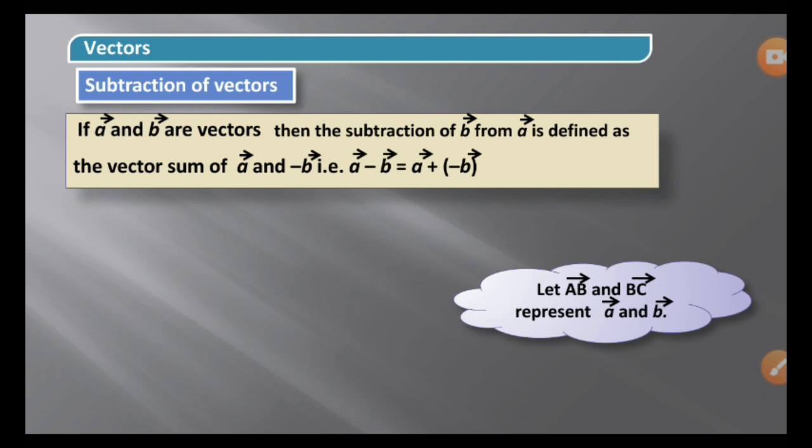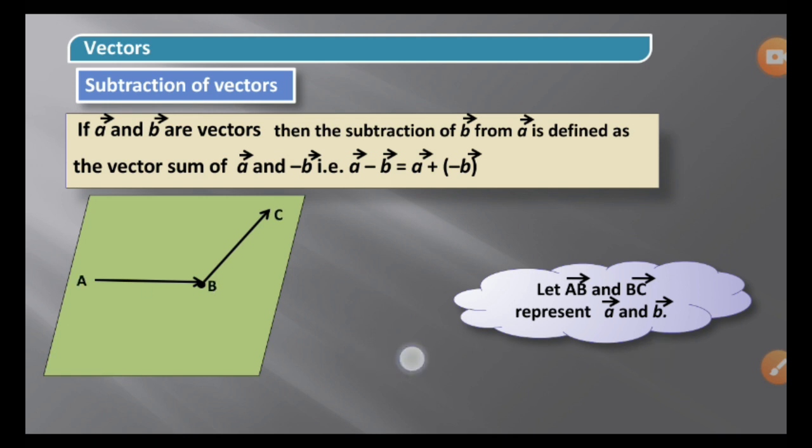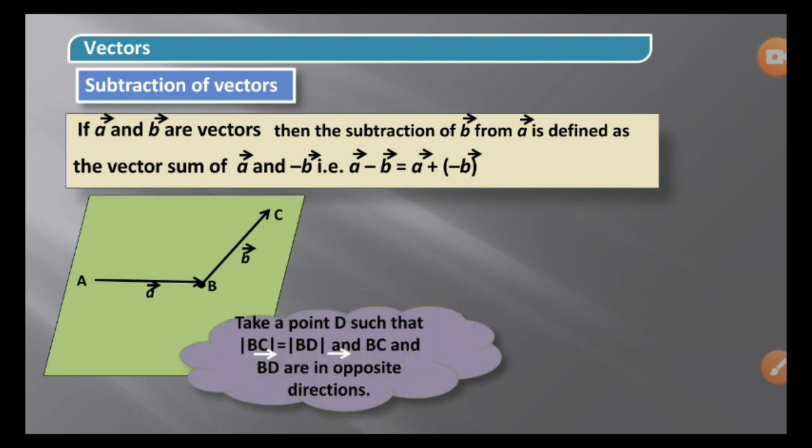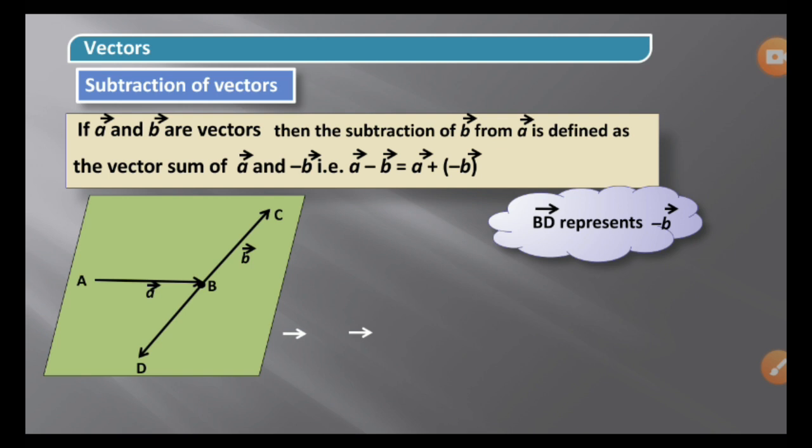Let AB and BC represent the vectors A and B. Consider these two vectors, AB and BC, as vector A and vector B. Now consider another point D such that the magnitude of BC is equal to the magnitude of the vector BD, and BC and BD are in opposite directions. Students, this is the point D, exactly in the opposite direction of BC, and this vector BD is represented by minus B vector, because it has the same magnitude as the BC vector and is in the opposite direction. So this will be taken as minus B vector.